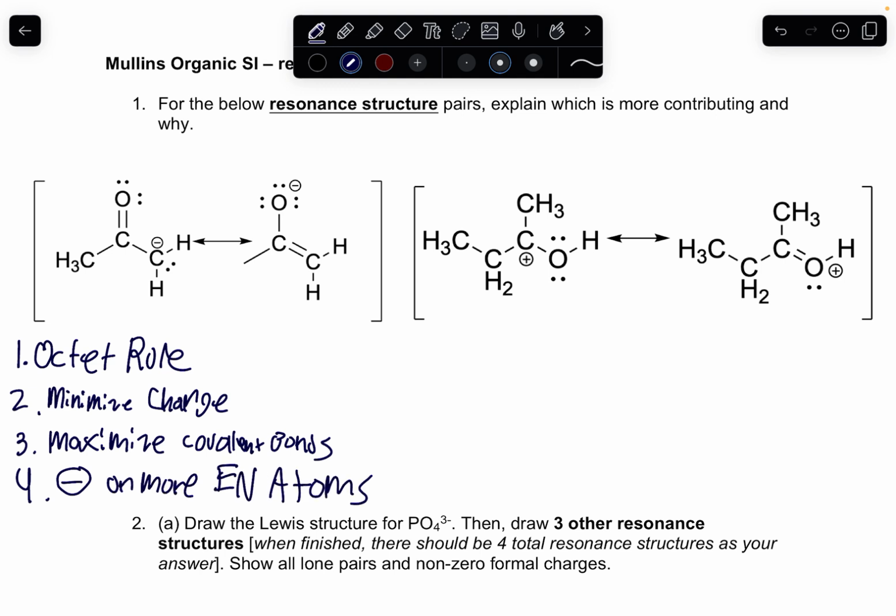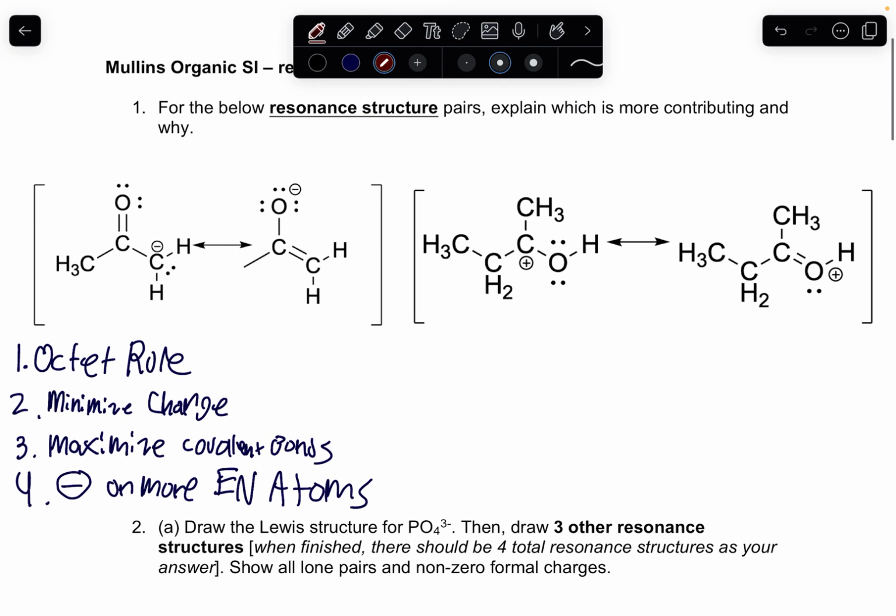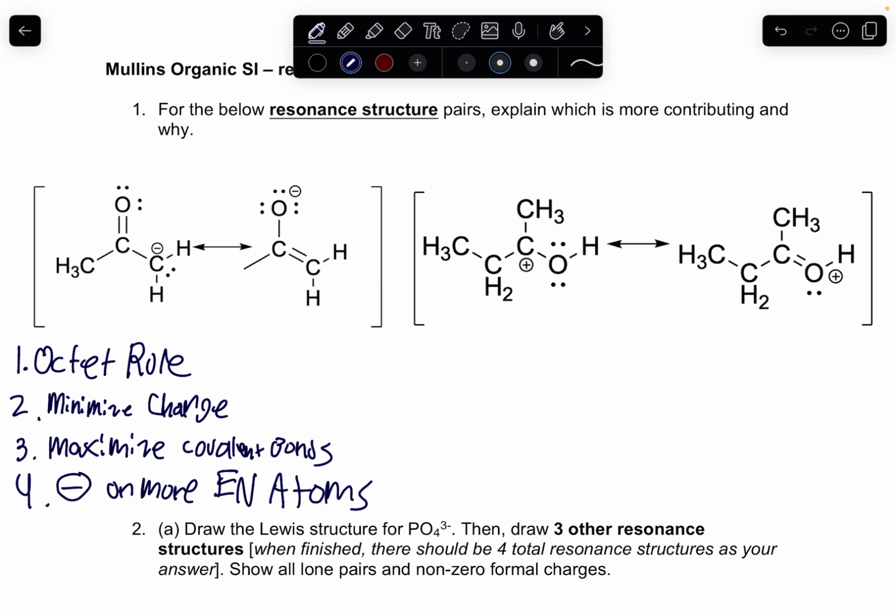That kind of makes sense, right? Electronegative atoms want electrons, and therefore the negative charge will be more stable on them. So we can go ahead and use these rules to solve this first problem. It gives us these two resonance structures here. The only difference between these two is that in this one, we have carbon with a negative charge, and then we have oxygen with a negative charge.